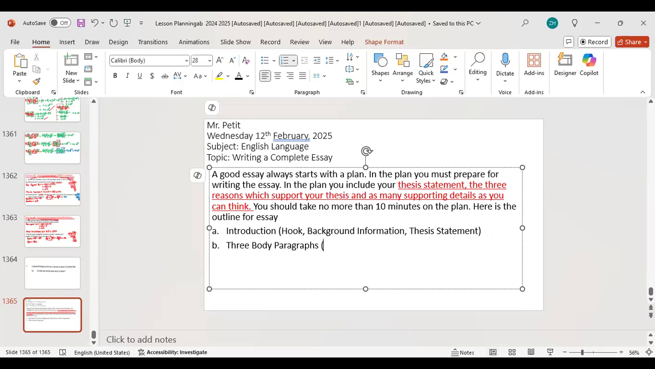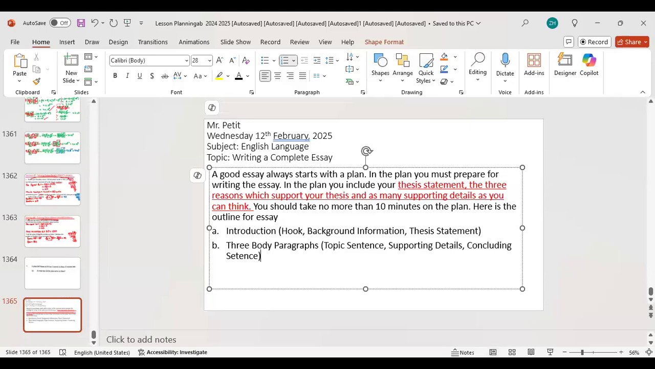In your three body paragraphs, you're going to have what? Your topic sentence. You always start off with your topic sentence. Your supporting details and your concluding sentence.